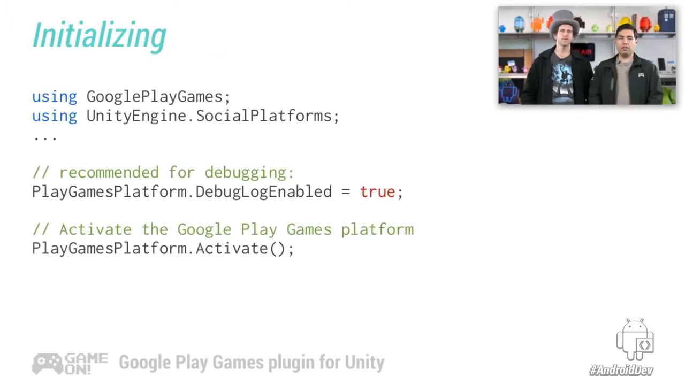So this is how you would initialize the plugin. Now, that's not Android or iOS code. That's actually C#, but that's the beauty of it. You don't have to know whether this is Android or iOS, because all of the code works regardless of the platform. So the plugin takes care of translating the ISocialPlatform calls into the corresponding Play Games SDK calls in Java or Objective-C, as appropriate.